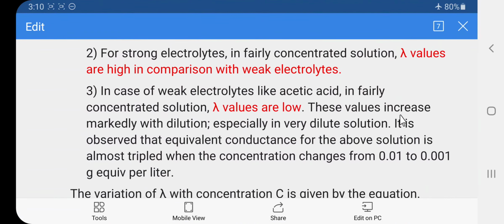And the last observation: in case of the weak electrolyte like acetic acid, in fairly concentrated solution, lambda values are low. These values increase markedly with the dilution, especially in very dilute solution. It is observed that the equivalence conductance for the above solution is almost triple when the concentration changes from 0.01 to 0.001 gram equivalent per liter.